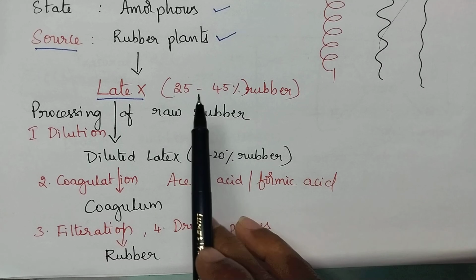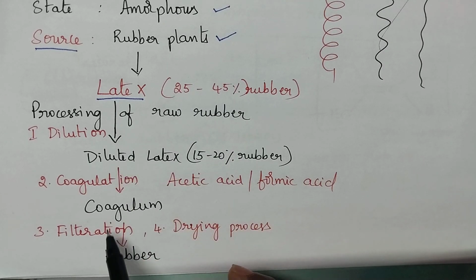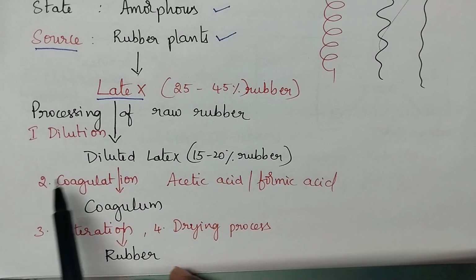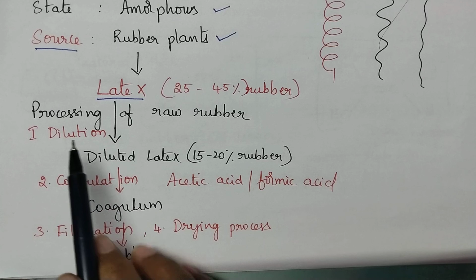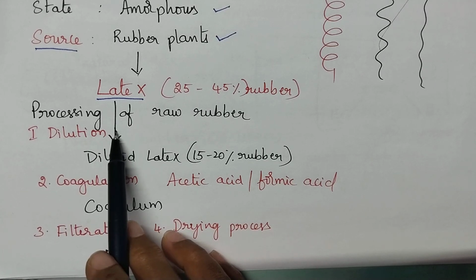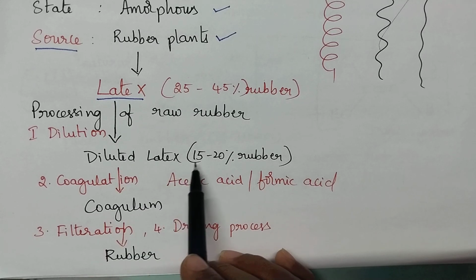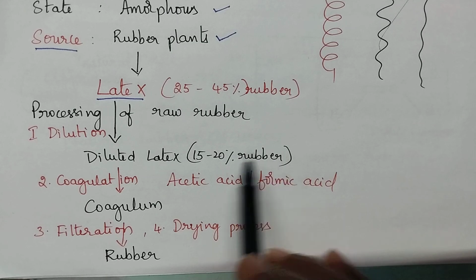That's why processing of the raw rubber should be done. During the processing of raw rubber, they will follow 4 steps. First one is dilution. Second process is coagulation. Third one is filtration, and it is followed by the drying process. Coming to the dilution, initially the latex is diluted in such a way that diluted latex contains only 15 to 20% of the rubber.